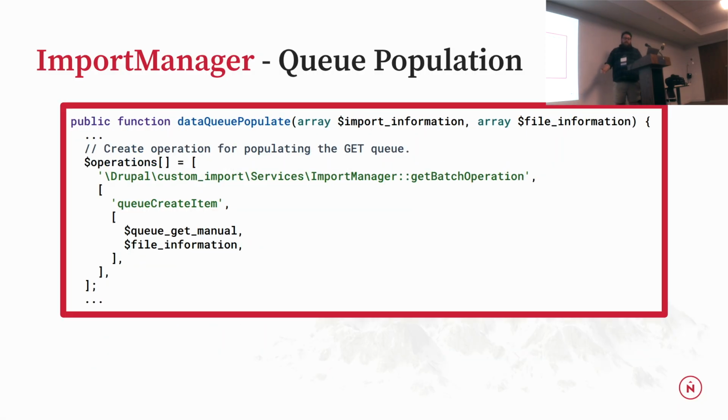And then we start populating. So we're saying, okay, I want to create a queue item. I'm going to create the get, and I'm going to give it my file information. So again, we're creating operations for our batch that we're going to get to. So it's going to populate our get queue. Oh, and I should mention too, this is in the import manager.